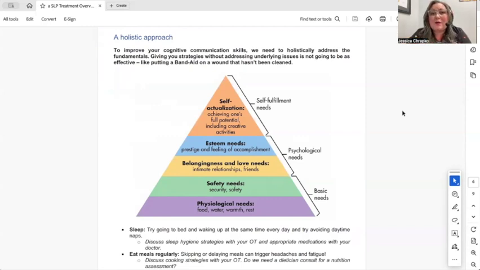If we compare it to Maslow's hierarchy of needs, the very foundational thing Maslow proposes is we need our physiological needs met: food, water, warmth, and rest. That's essentially what I'm going for here, is to reinforce you have to take care of the basics. They're one of the easiest things to overlook, but one of the most important things for your cognitive communication recovery.